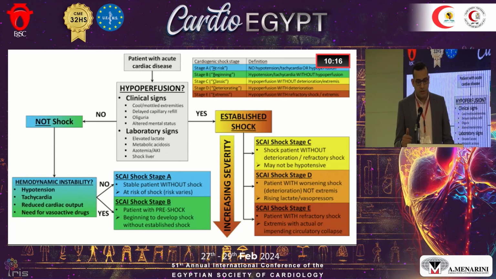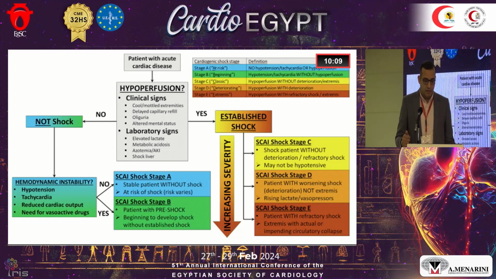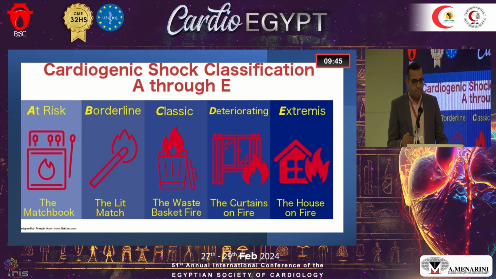Simply, if we have a patient with acute cardiac disease, we should ask ourselves the first question: are there any signs of hypoperfusion? If yes, it is established shock, class C. If no, it is not a true shock. But regarding the SCAI classification, we ask a second question: is there any hemodynamic instability? If yes, it is pre-shock, or stage B. If no, it is stage A, or at risk, like a patient with a large acute anterior MI. In order to remember this classification, you may look at this image.